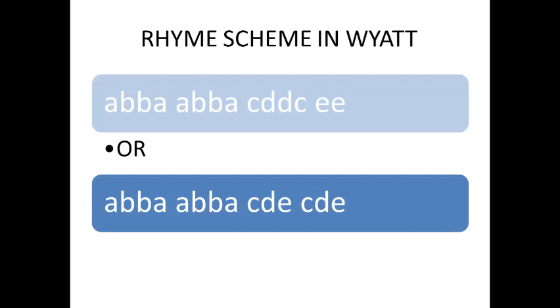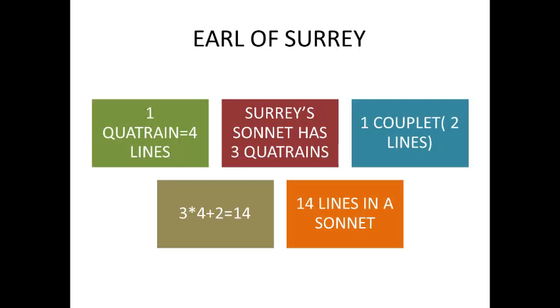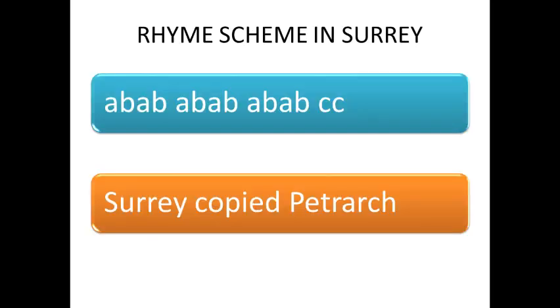So in Surrey's style, what we find is the 14 lines are divided into 4 units. There are 3 quatrains of 4 lines each, and the ending is a couplet, that is 2 lines. 3 quatrains, that means 3 into 4, that's 12 lines, and the ending is a couplet, meaning 2 lines, which makes it 12 plus 2, 14 lines, that's a sonnet. The rhyme scheme followed by him was ABAB, CDCD, EFEF, GG.